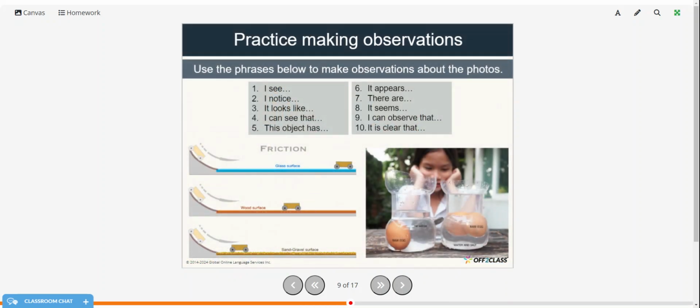So practice making some observations using these photos and the phrases below. So maybe I can see that the car rolls faster on a glass surface. So go ahead and try making some sentences using the pictures and some of these phrases.